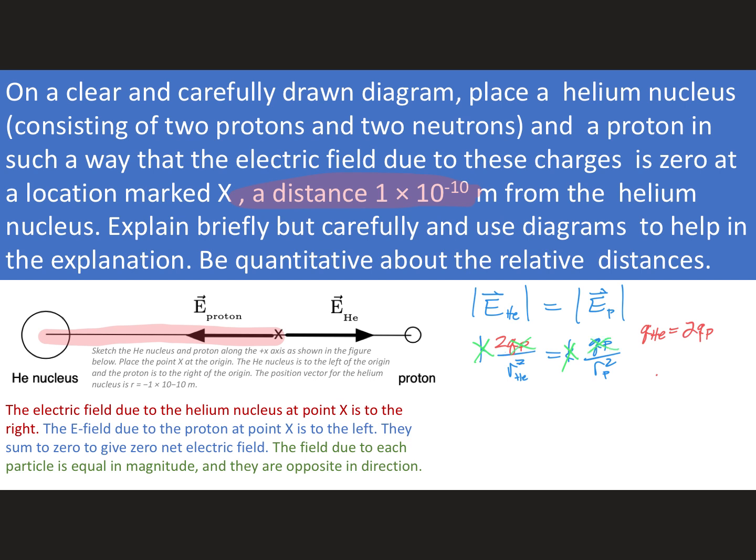And you have a fairly nice, simple equation where that proton distance squared, that we don't know the value of, is just equal to the helium distance squared, which you do know, over 2. So if we do that math, we end up getting 7.07 times 10 to the minus 11th meters. Easy peasy.